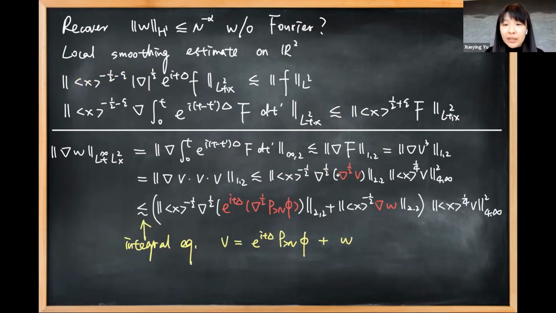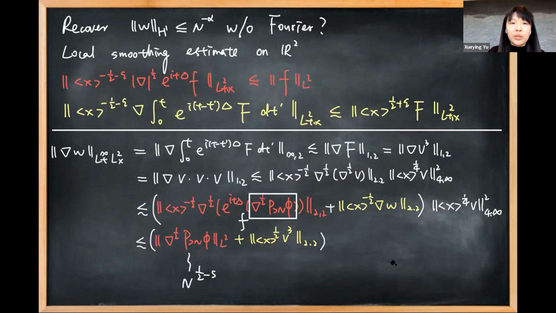And next, I can rewrite this V function here using its integral equation, by writing it into a linear term plus a Duhamel piece. That's nothing, just split this into an integral equation. Then we are ready to use our local smoothing estimate. For the right term here, we use the linear version of local smoothing, where you treat whatever I boxed as the function f here.